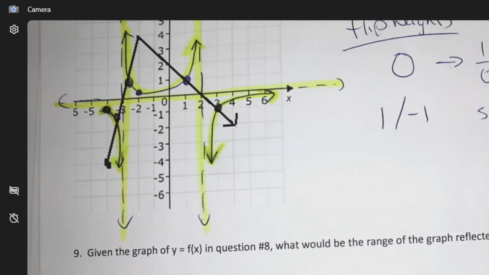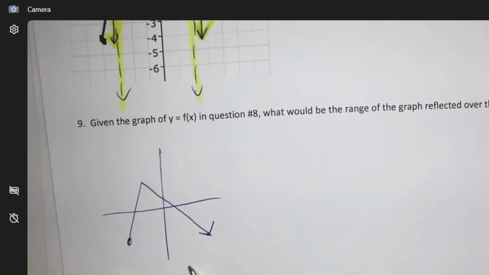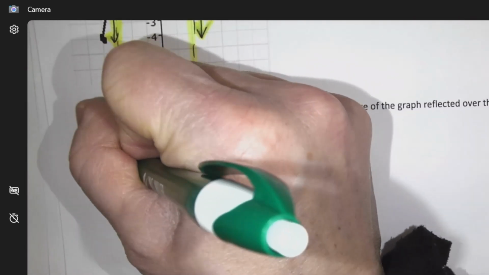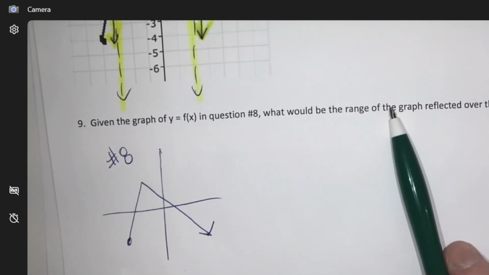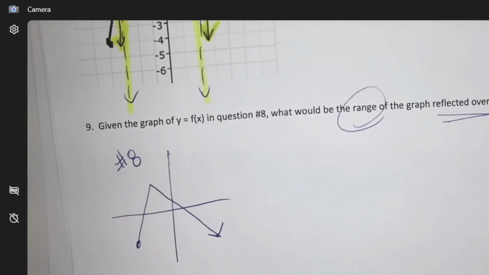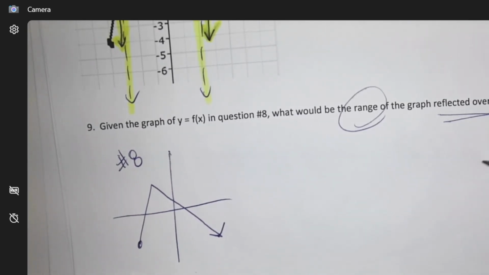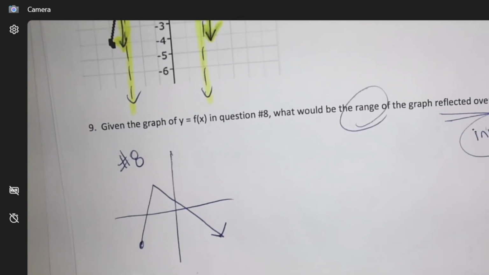Okay, so in question 8, I'm just going to draw you what our graph looked like. Okay, so this was the number 8. This is what the graph looked like before we drew all over it. What would be the range of the graph if it reflected over that line? So, what does this even mean to you? What's the other way of saying this? This is the exact same thing as saying an inverse.